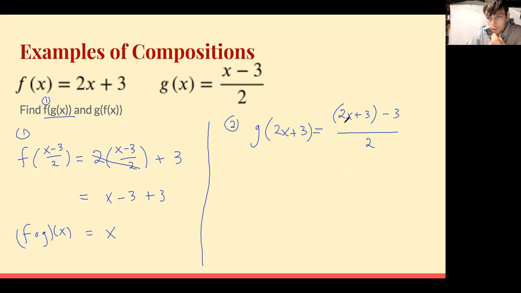All right, well, there's nothing really to do with these parentheses, but the plus 3 and the minus 3 do cancel out. So we end up with 2x over 2. Those cancel out, and we end up with just x again. And this is g of f of x. So in this case, these both simplify to the same thing, and it's just x, which actually means that these are what are considered to be inverse functions. Again, we'll get way more into that in the next section.